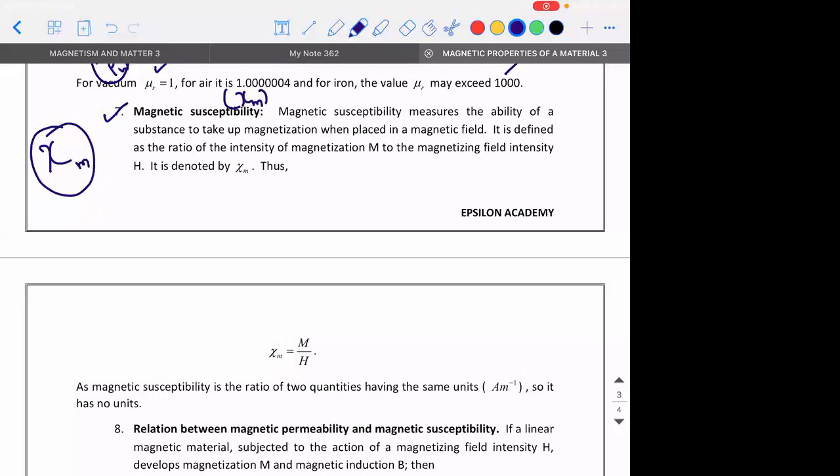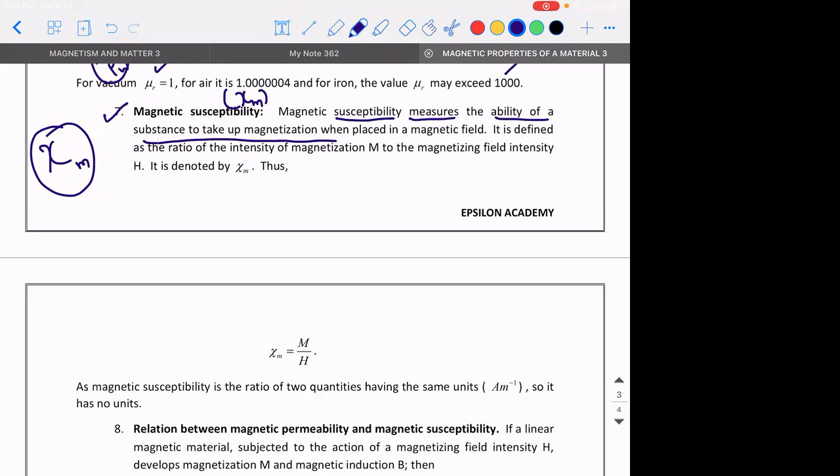So how do we define it? Magnetic susceptibility is another parameter. These are all measuring quantities which help us understand the extent to which a material can be magnetized. Magnetic susceptibility measures the ability of a substance to take up magnetization when placed in a magnetic field. That is the basic definition. The mathematical definition is the ratio of magnetization to the magnetic field intensity.